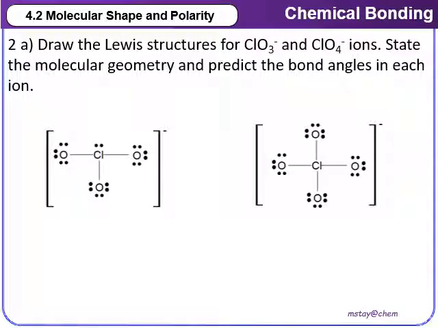Let's continue with tutorial question number 2. We need to draw the Lewis structure for ClO3- and also ClO4-. Then we are going to state the molecular geometry and predict the bond angle. So even though sometimes when we draw the Lewis structure, we draw it in 2D, for example ClO3 negative, even though we draw it in 2D, when we want to determine the geometry, please focus on the central atom.